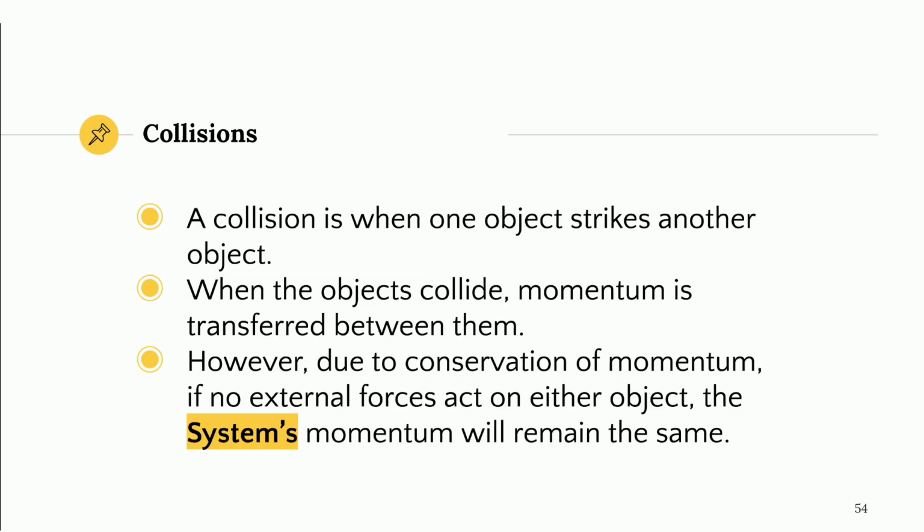So, like I said earlier, there's collisions. A collision is when one object strikes another object. When the objects collide, momentum is transferred between them. However, like I said earlier, due to the conservation of momentum, if no external forces act on either object, the system's momentum will remain the same.